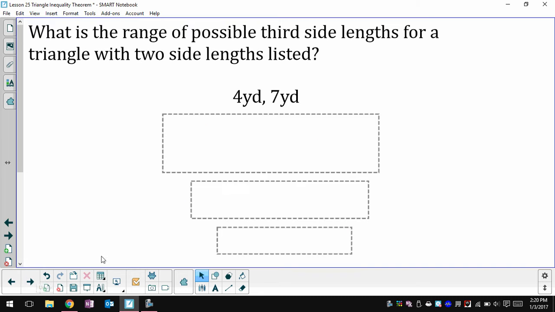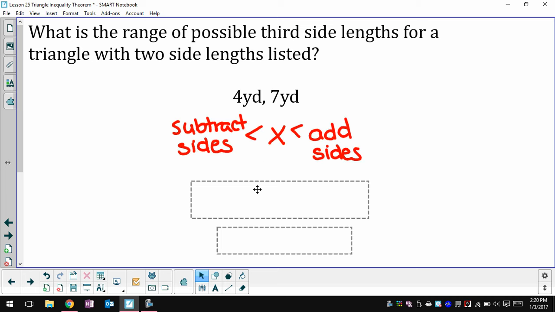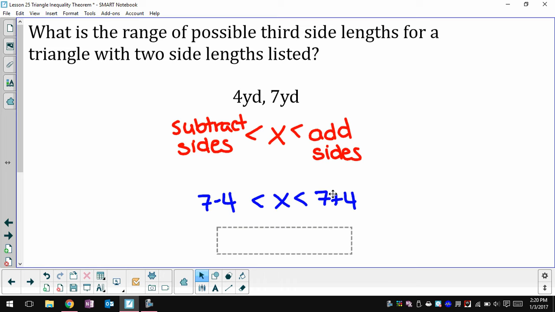Let's try another one of these. I want to build a triangle that has sides 4 yards and 7 yards. So there's my setup here. I'm going to subtract them and add them. I'll subtract the bigger minus the smaller all the time, because I want to deal with positive numbers here. So my third side has to be bigger than 3 yards, but smaller than 11 yards. My third side could be any size between there. It could be 4 yards, it could be 7.5 yards, could be 9 yards, anywhere between 3 and 11.